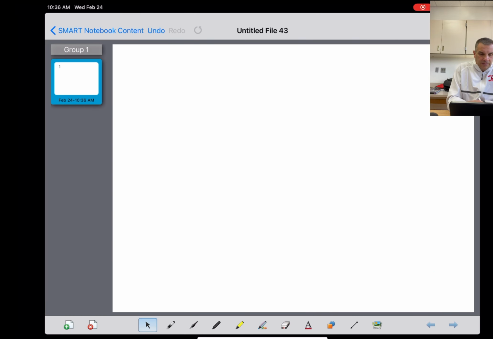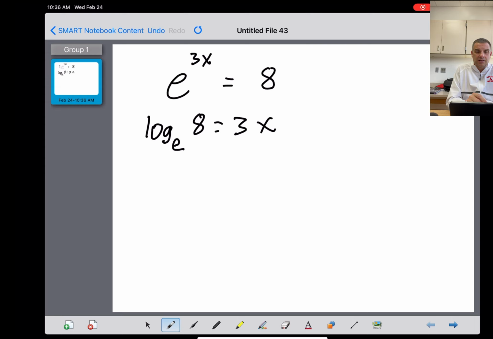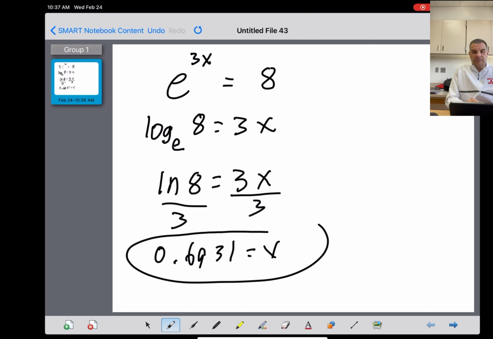So let's go e to the 3x equals 8. It's an exponent. Write it as a log. Log base e of 8 equals 3x. Remember, log base e doesn't exist on a calculator, but it equals ln, so I could rewrite this as ln 8 equals 3x. Now I'm just going to divide by 3 here right away, so I can take ln 8 divided by 3. Make sure you close parentheses after the 8, and I get my answer right away. 0.6931 is equal to my x value.